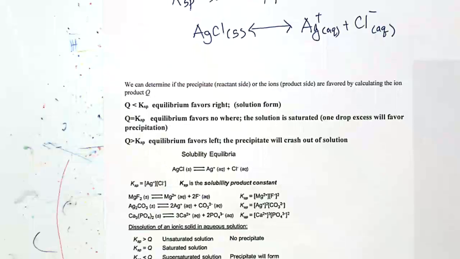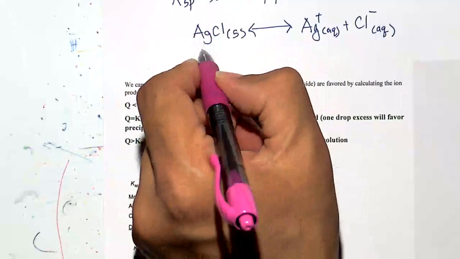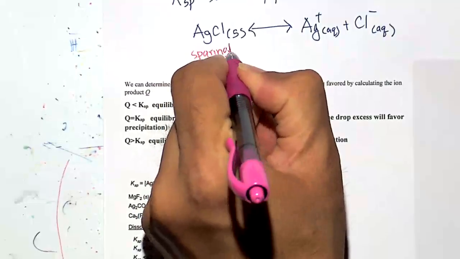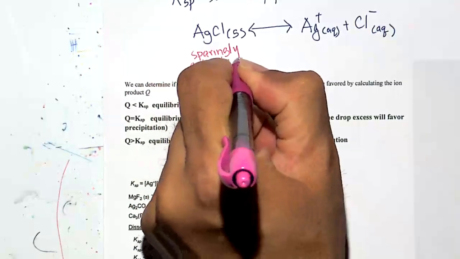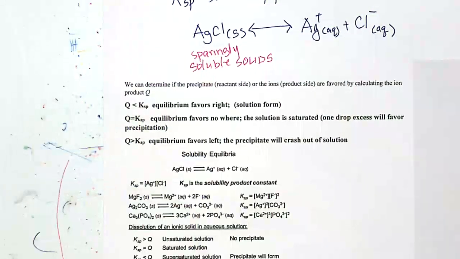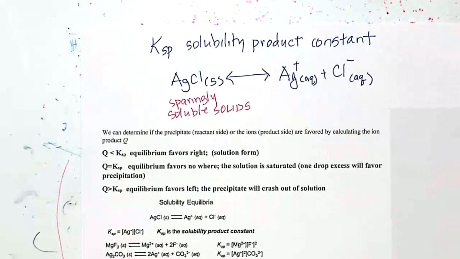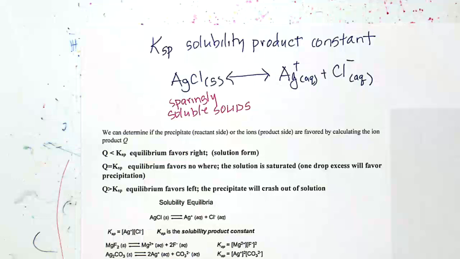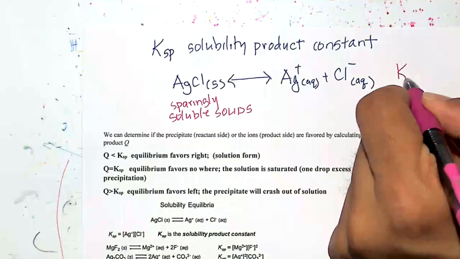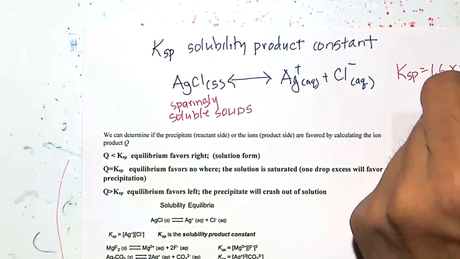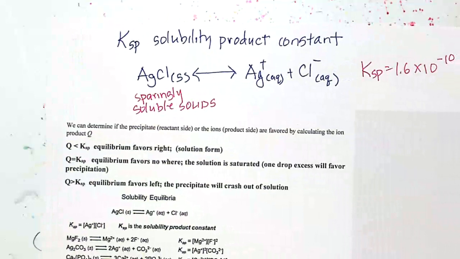There's a whole list of sparingly soluble solids. AgCl is one of them. There's a whole list on page 12. For AgCl, this one is going to be, I think, 1.6 times 10 to the minus 10. I'll give you that on the exam.